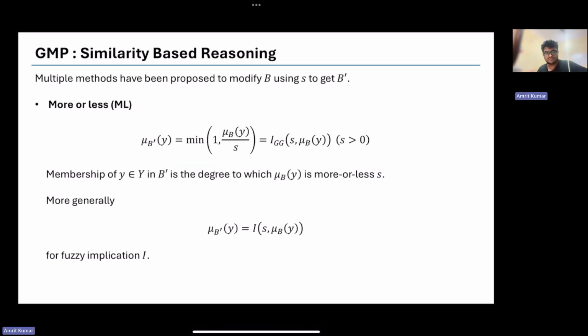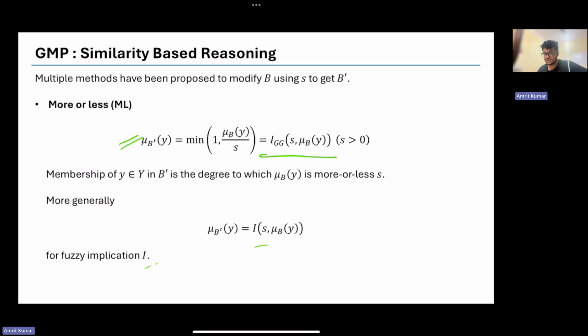And of course, you could have said, why use Gogon implication here? I could use any fuzzy implication, right? So you can of course do that. But when the term "more or less" is used without an explicit reference to a fuzzy implication, this is what you are required to use. In a similar way, when MVR is used without any explicit reference to a T-norm, you have to use the product operation.